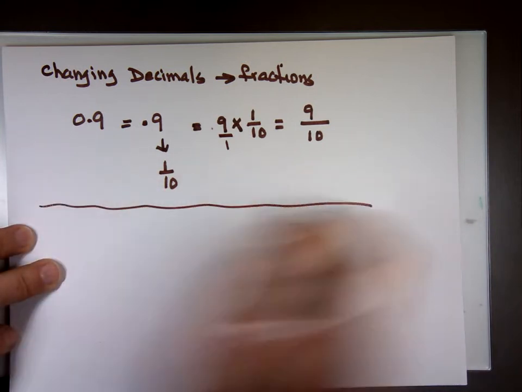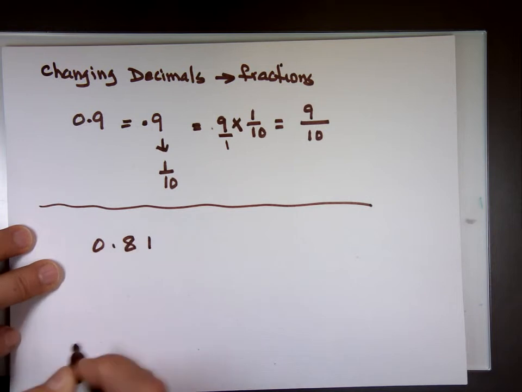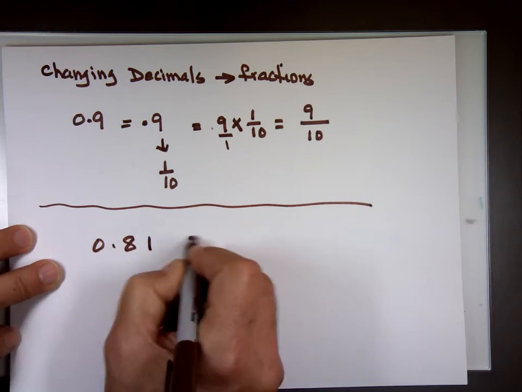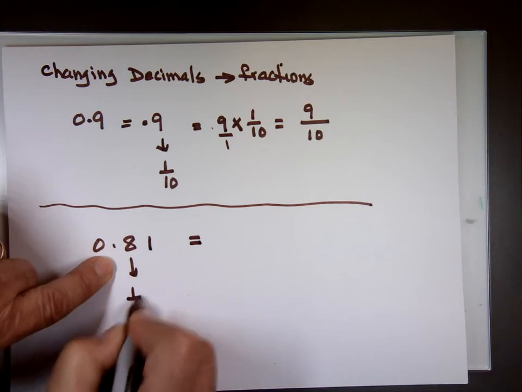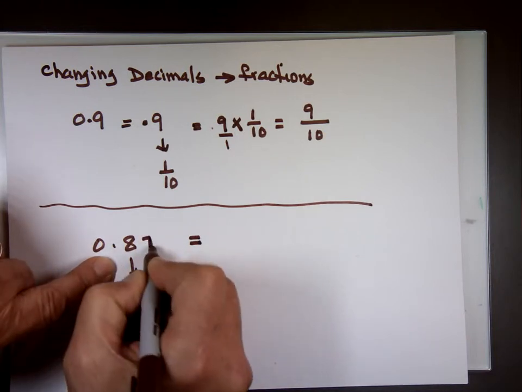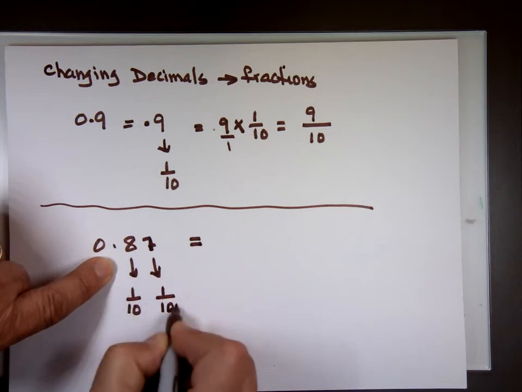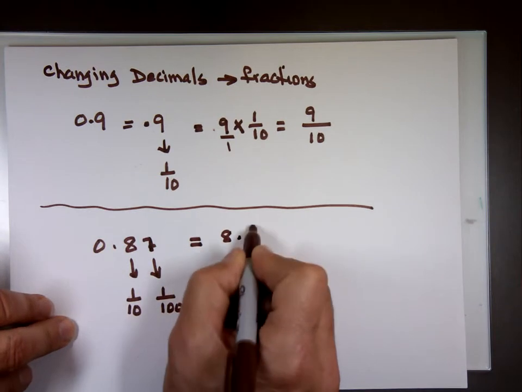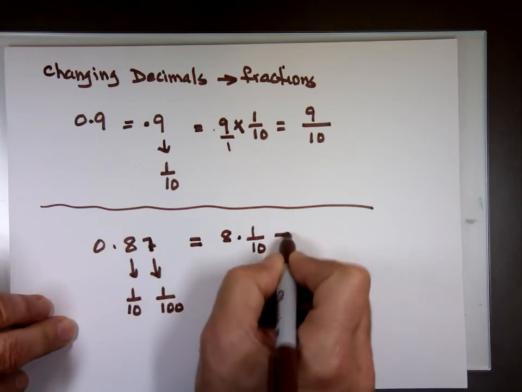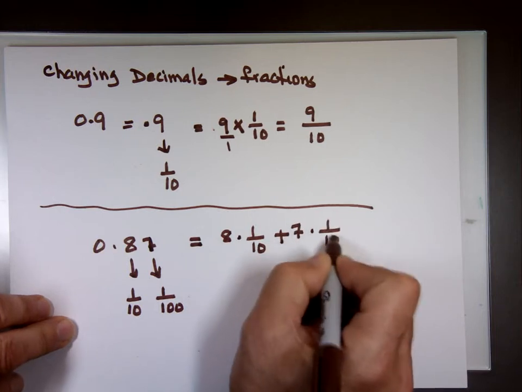If I have 0.81, change it to a fraction. The weight of this one is 1 out of 10. Let's make it 87 actually. The weight of this is what? 1 out of 100. So the value of that is going to be 8 times 1 out of 10 plus 7 times 1 out of 100. Each digit times its value.